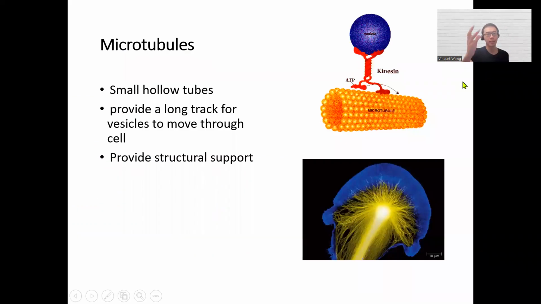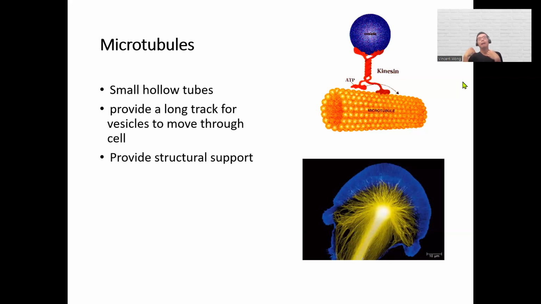So the last cytoskeleton element that you have to know is the microtubules. Microtubules are long hollow tubes found in the cytoskeleton that provide tracks for vesicles to move along within the cell. When a vesicle comes out from the rough endoplasmic reticulum and needs to get to the Golgi body, you cannot just rely on random movement, because it's going to take some time.